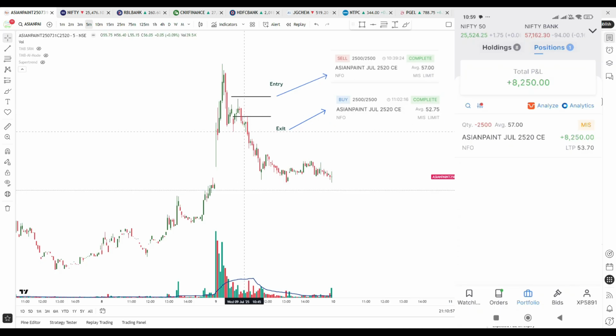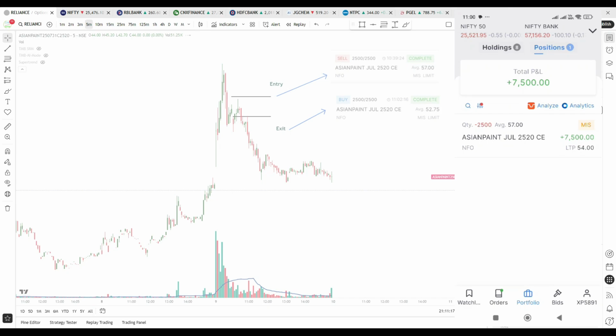Immediately I see this, here I see some rejection. That's what I waited for, and I exited at almost 1 is to 1 risk reward trade. This is the Asian Paints story.